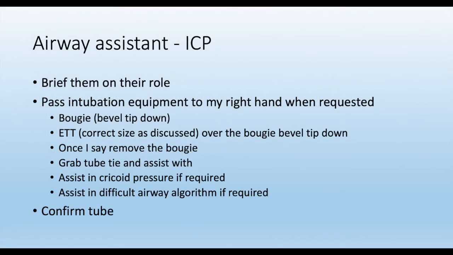My airway assistant being my ICP, I'll brief them on the role. I'm sure they'll be aware of how to do it, but I'll also explain how I like to do it. So, as listed here, pass intubation equipment to my right hand when requested. So it'll be bougie, tube. Once I've secured the ETT, then I'll get them to remove the bougie, grab the tube tie and assist with that. So at any point, if I need any assistance with cricoid pressure, they'll be able to aid in that, and also they'll be able to fall back to the difficult airway algorithm if required, and then assistance with confirming a tube.